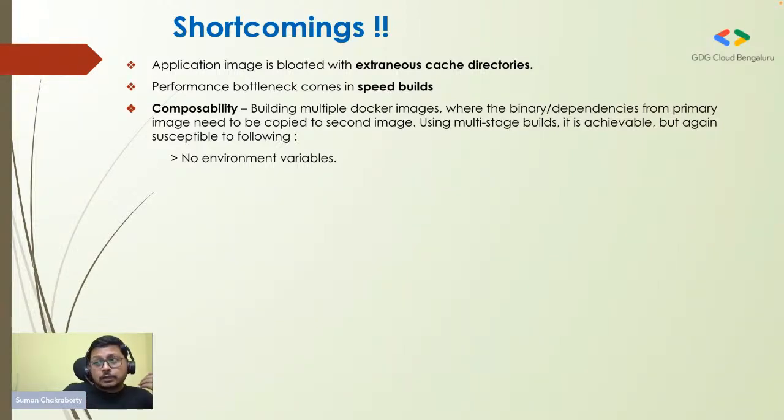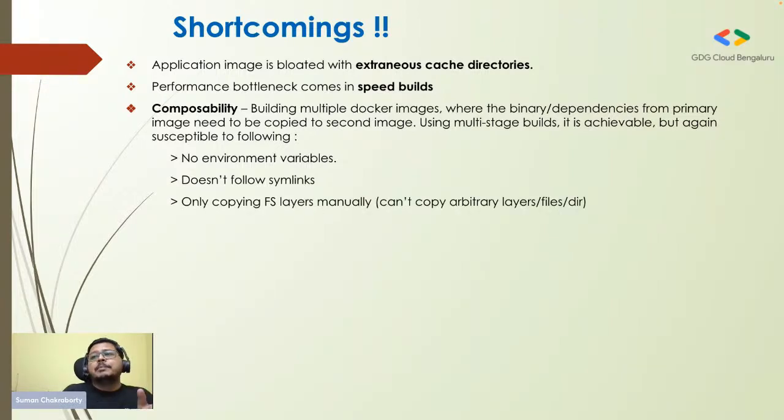Like you cannot specify environment variables directly while using multi-stage builds. When you want to pass on some information, you cannot follow certain symlinks for connection, and you can copy only the file system layers, and that basically restricts you from copying any arbitrary files or directories that you need to.